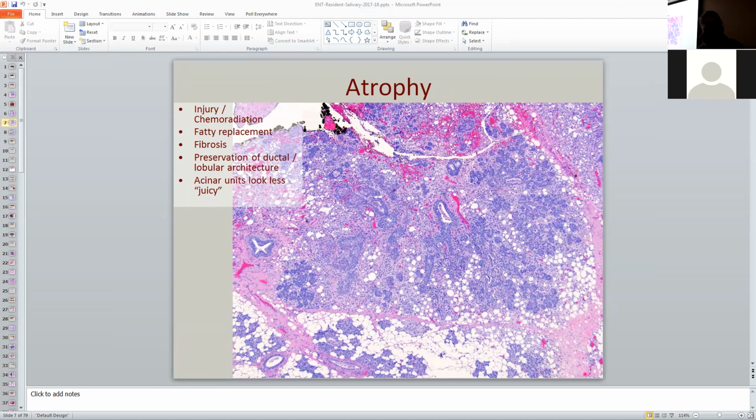Other non-neoplastic entities we see in the salivary gland include atrophic changes, generally due to previous injury, or in this patient population, chemoradiation, generally for prior head and neck cancer. When your salivary glands are included in that field, they get blasted. So they undergo fatty replacement, they undergo fibrosis, they undergo shrinking of the acinar structures, but with the ductal lobular architecture maintained. You can see this nice duct in the middle with these acinar structures around it. For you guys over here, duct in the middle, acinar structures around it.